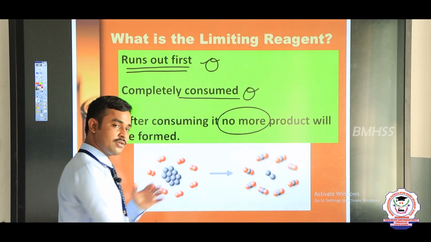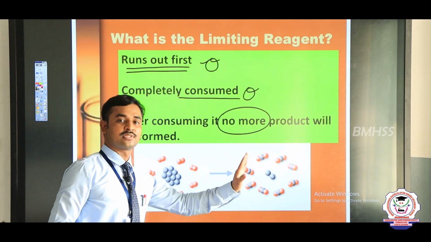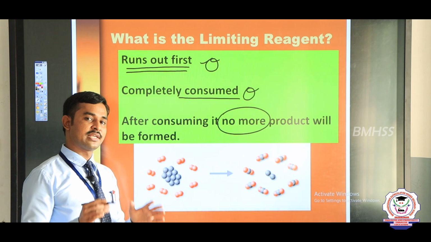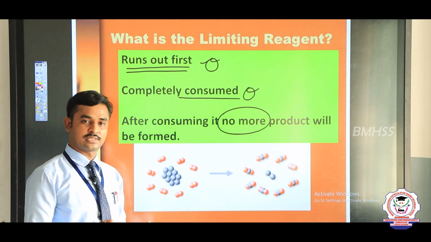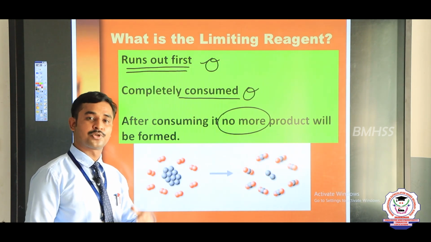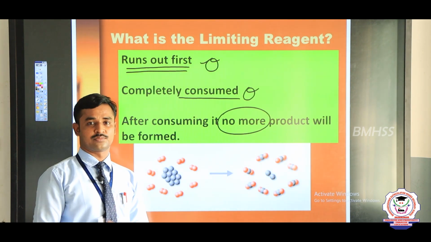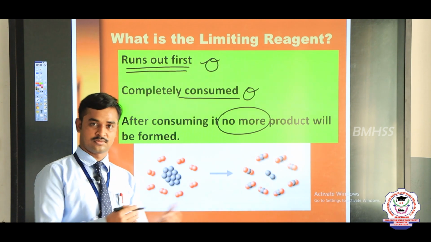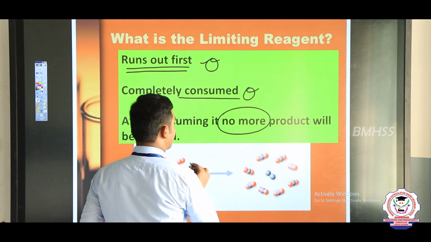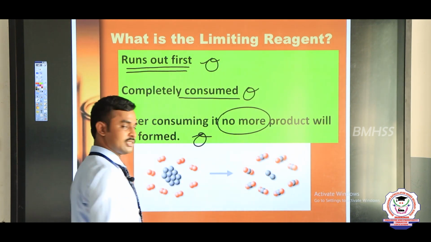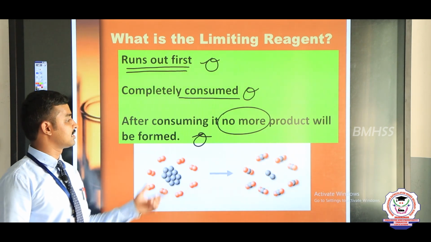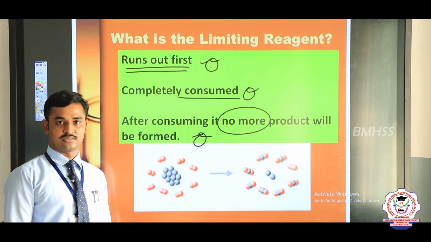So, if we take 3 oxygens, it can only produce 3 water molecules. So, the limiting reagent is fully consumed in this reaction, and it decides the product formation. If we take a low amount of limiting reagent, the products are also low. So, no more products are formed by the oxygen. So, in this reaction the oxygen is the limiting reagent.